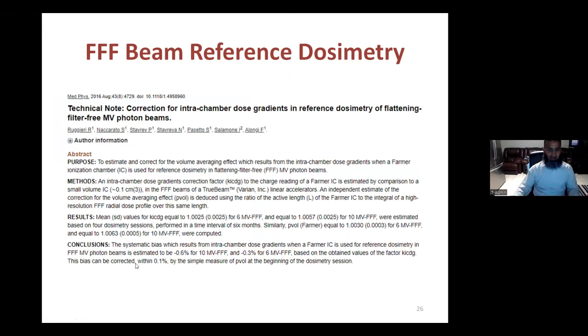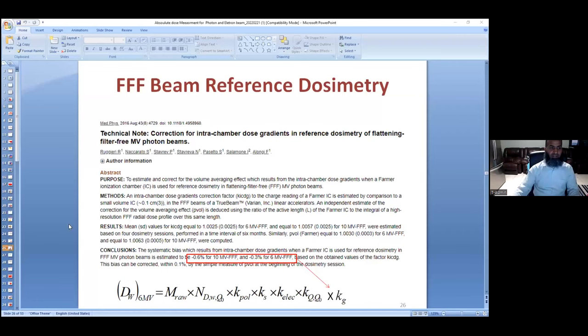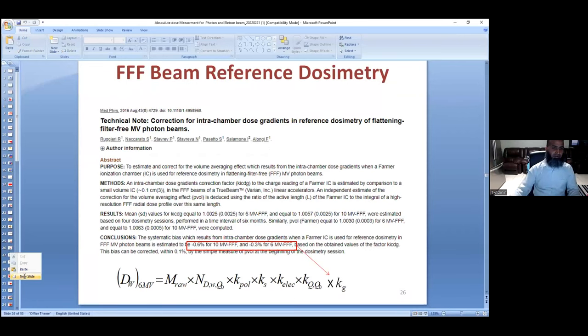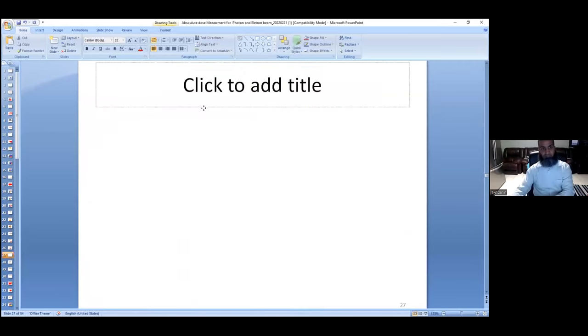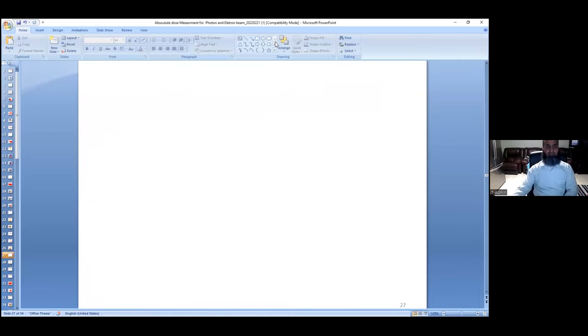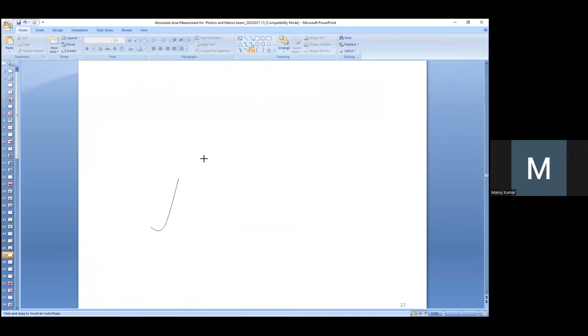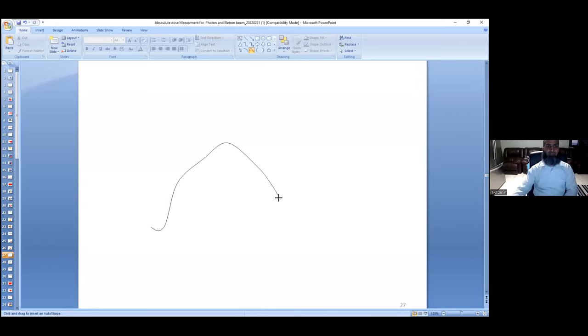I will just draw it for you quickly. I will put in a new slide. Can you see my slides? Yes, sir, we can see it. Okay, I am just doing a rough drawing for you to understand what I mean.